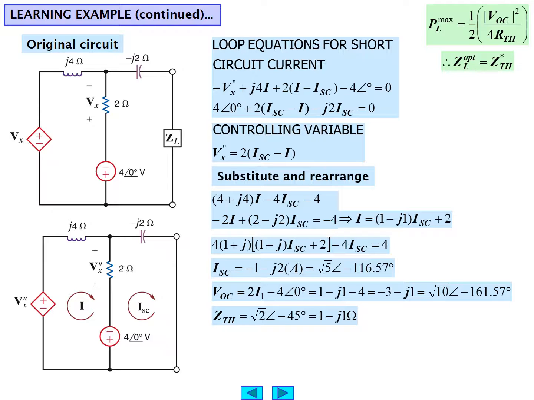And RTH we get from ZTH, which is 1. And therefore, the optimum value for the load is the complex conjugate, 1 plus J1. And the maximum power transfer can now be calculated as 1/2 VOC squared, square root of 10 squared, over 4 RTH, but of course RTH is 1, so it's just a 4, and we get 1.25 watts.